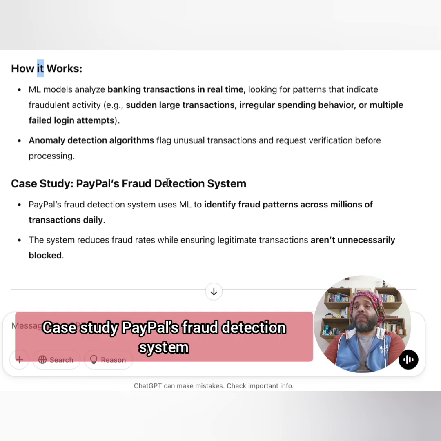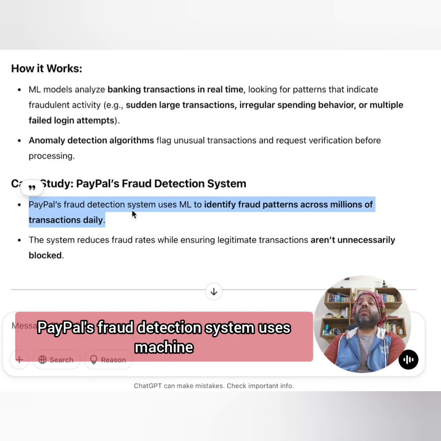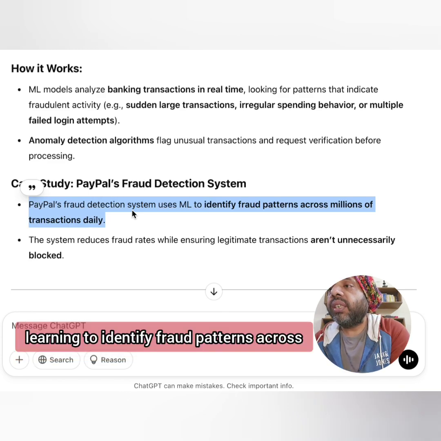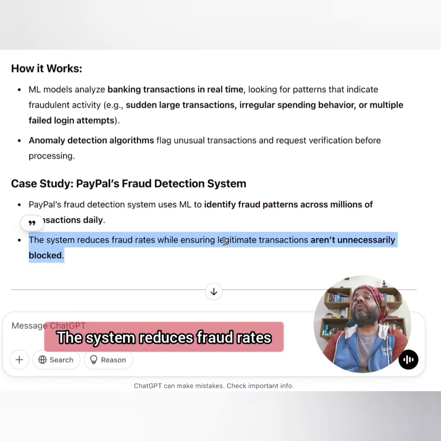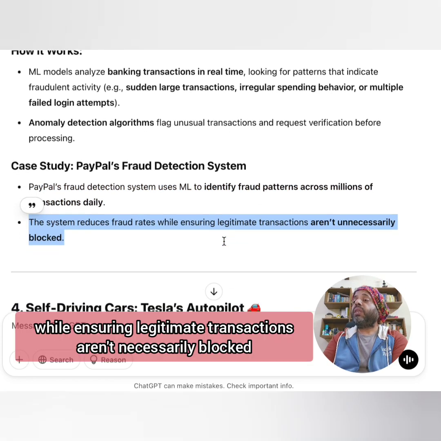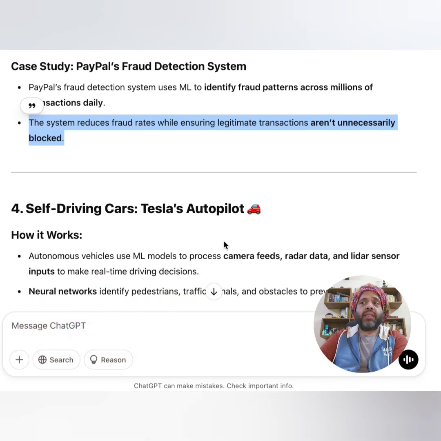Case study: PayPal's fraud detection system. PayPal's fraud detection system uses machine learning to identify fraud patterns across millions of transactions daily. The system reduces fraud rates while ensuring legitimate transactions aren't unnecessarily blocked. So again, learning from patterns is the pattern that we see here.